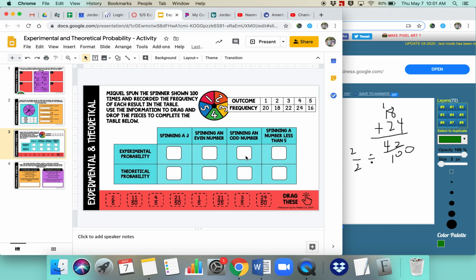Right there. And so then process of elimination means the last one we have left is 21 over 25, which would be this number right here. So that is how you figure out experimental versus theoretical probability.